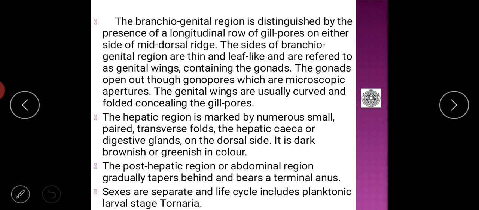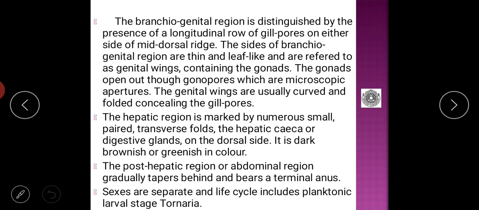The hepatic region is marked by numerous small paired transverse folds, the hepatic caeca or digestive glands on the dorsal side. It is dark brownish or greenish in color. The post-hepatic region or abdominal region gradually tapers behind and bears a terminal anus. Sexes are separate and the life cycle includes a planktonic larval stage.